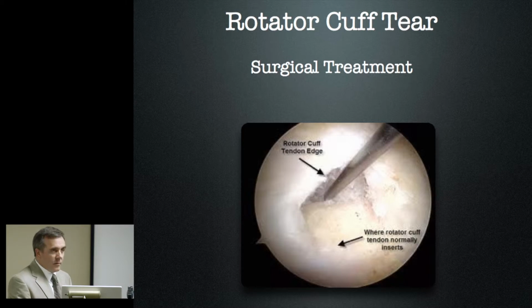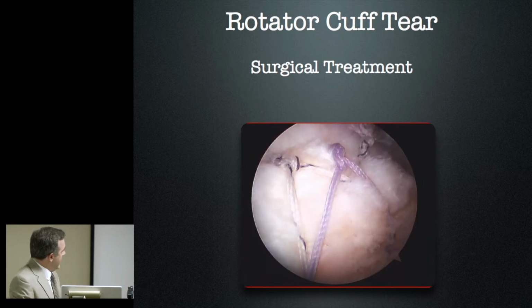So usually we can do this with 4 small little poke hole incisions, and outpatient surgery may take a couple hours. But this is a picture of once you've gotten the bursa out of the way, this is what a rotator cuff tendon tear looks like. And this is the edge of the tendon. It should be down here. This is the bone where it's attaching.